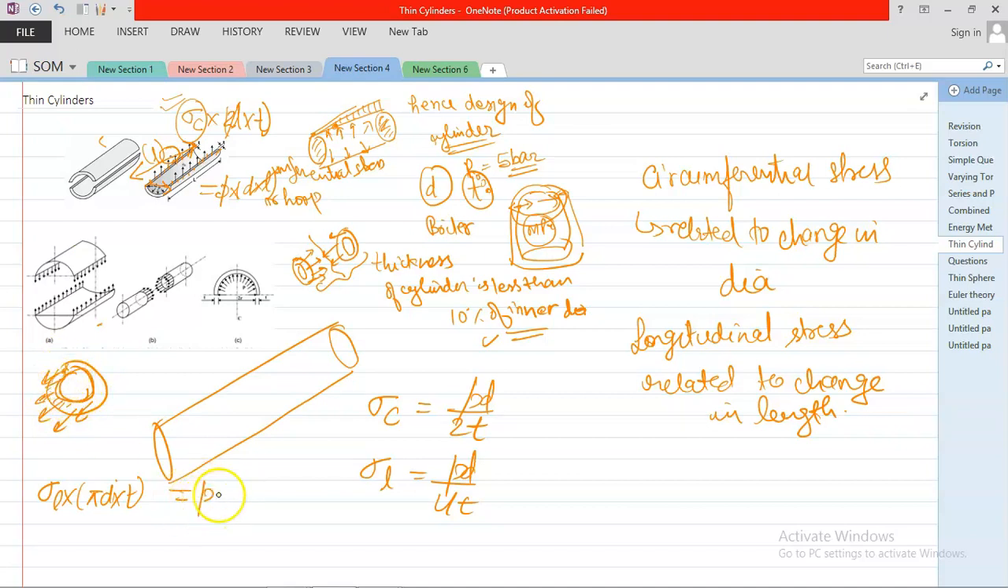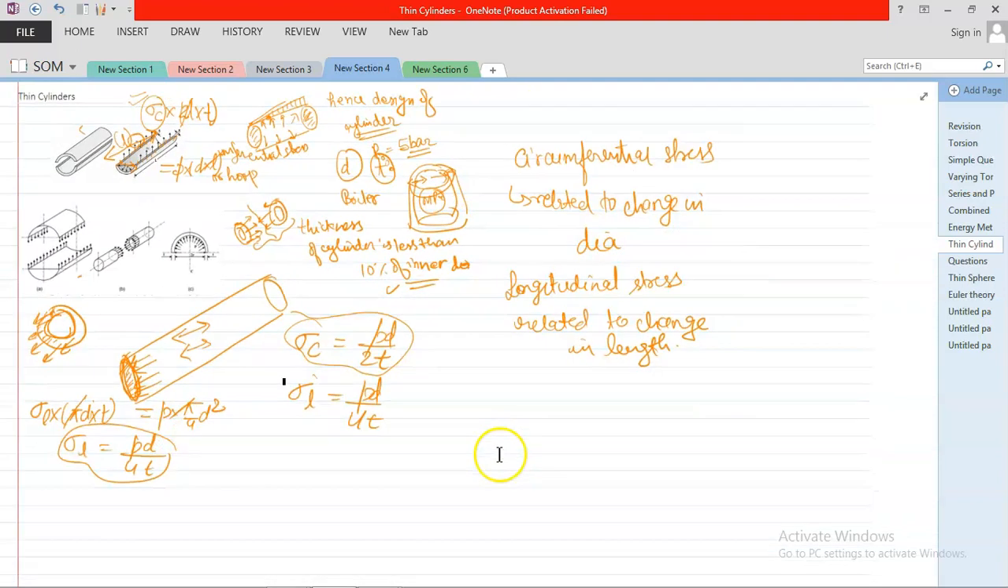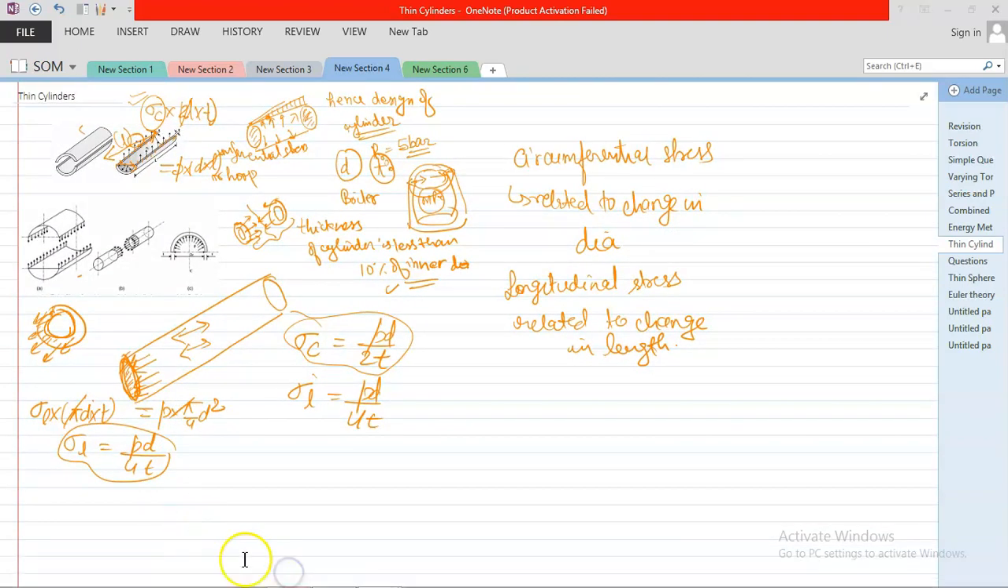This is equal to p into pi by 4 d square. That means if your end is closed here, and pressure P is acting inside, what would be the force acting along this direction? That would be P into pi by 4 d square. Hence they need to be equal along the length. If you solve this, your sigma L would be Pd by 4t. So this is your longitudinal stress, this is your circumferential stress, and I assume everyone got it. Is it okay? Am I audible?